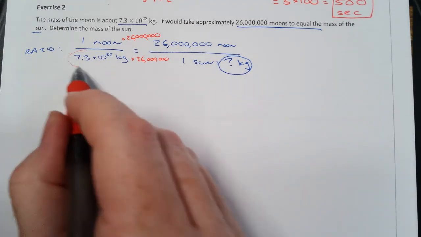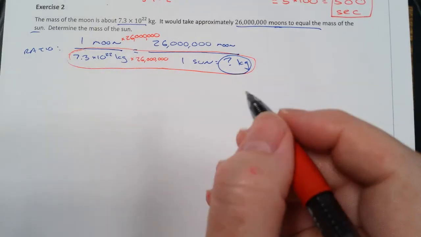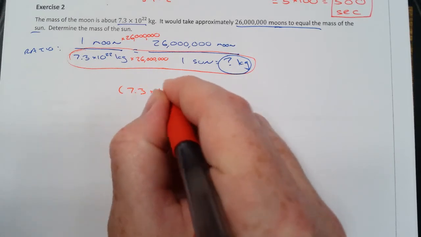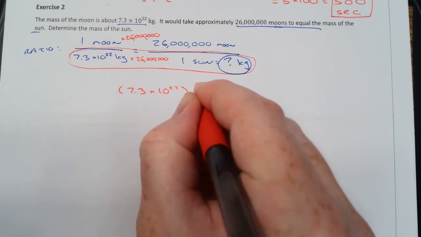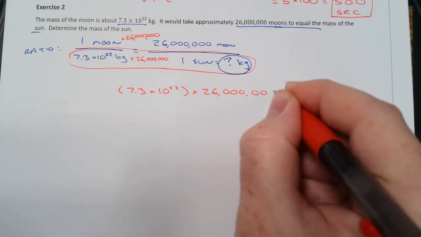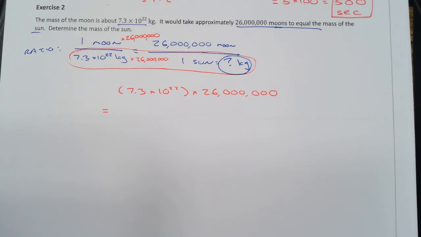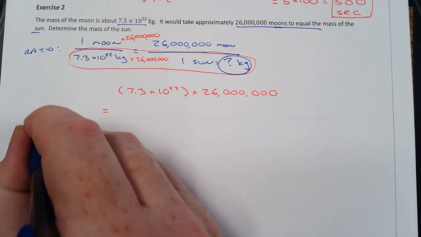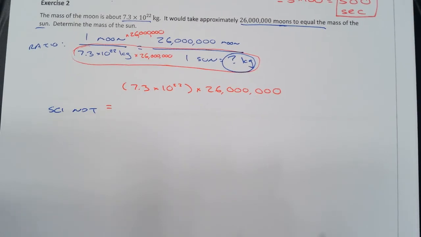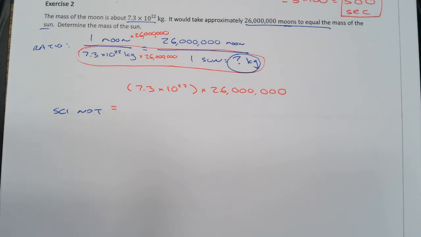So this right here is the equation I need to solve. I need to do 7.3 times 10 to the 22nd times 26 million. And already you've guessed that I need them both to be in scientific notation. You know that. I know that. You know it. I know it. The American people know it.